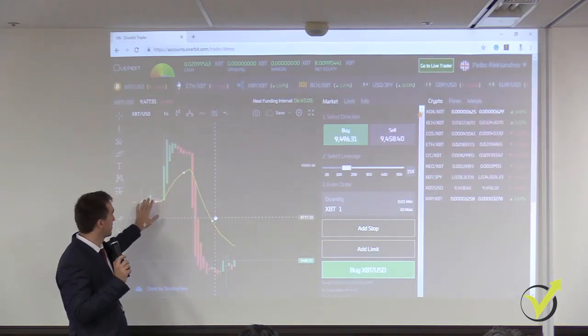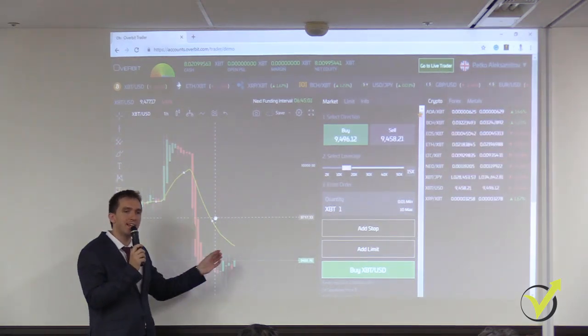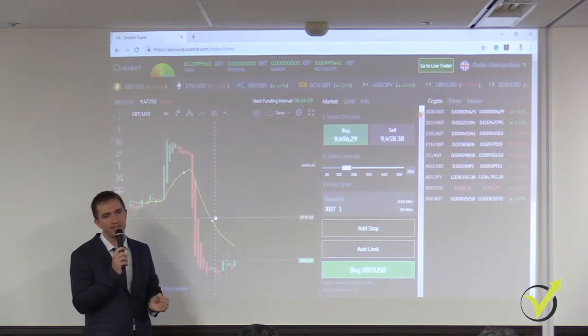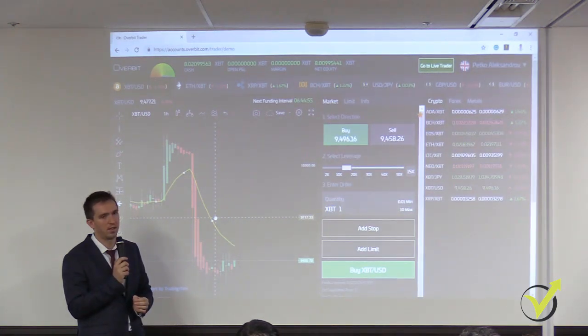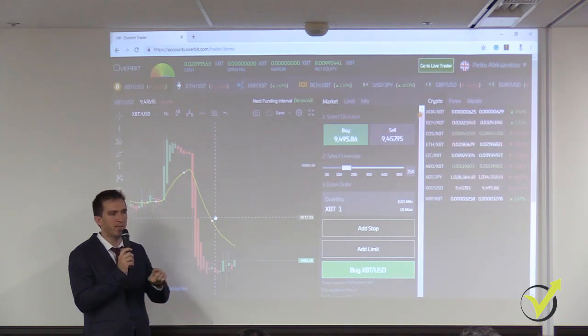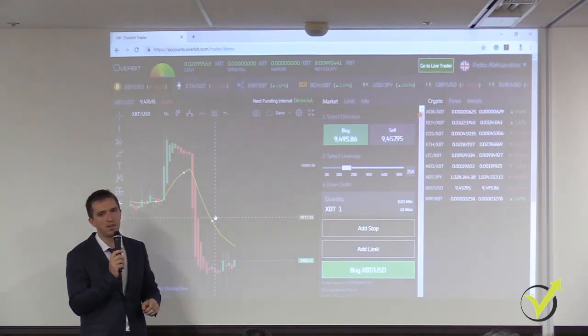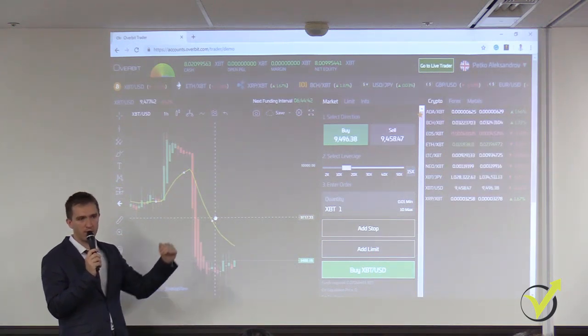But just to give you an idea how they are formed, if we are using 20 as a period, it means it takes the price for the last 20 days, normally the closing price, and it divides by 20. Okay, so it's the average price for the last 20 days.